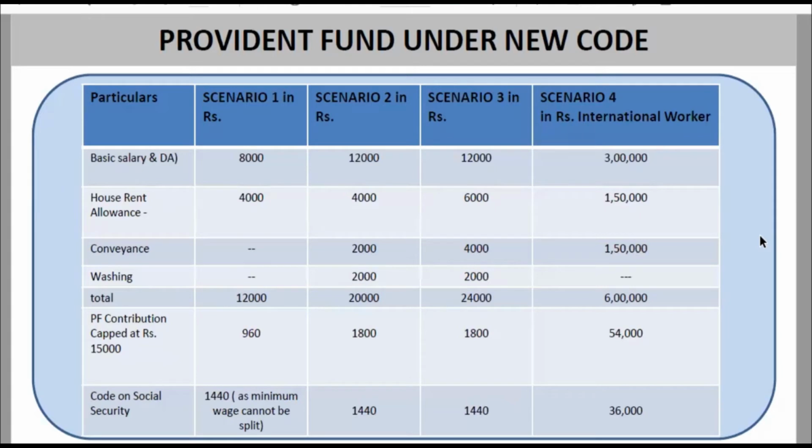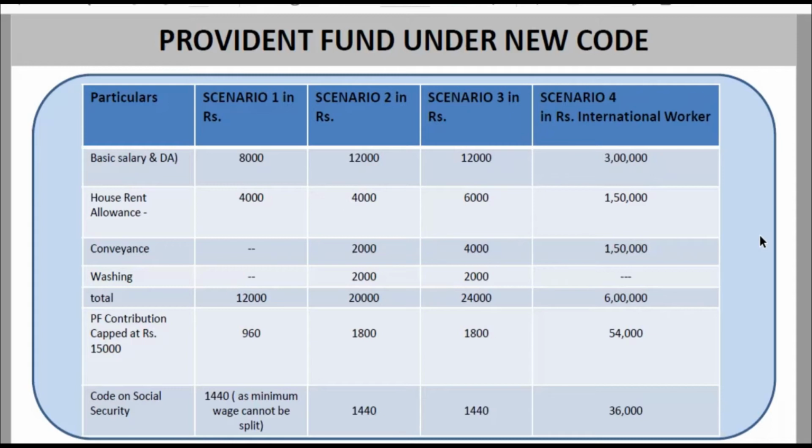However, the concept is that there is a ceiling of 15,000 rupees. But further, in the scenario of the basic wage, the PF you are paying as of now is 960 rupees. But when this 50% concept is applied, then you have to pay around 1,440 rupees for every employee whose wages are less than the minimum wage which has been prescribed.